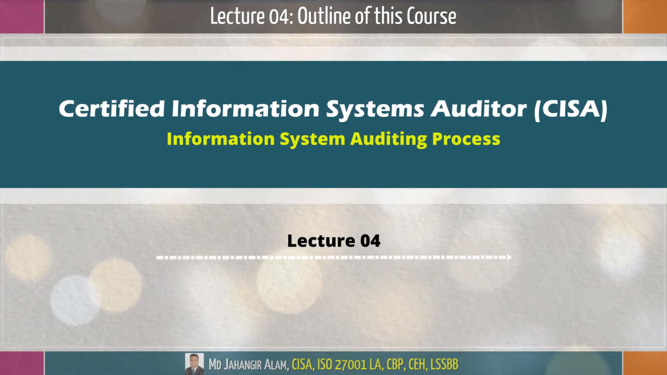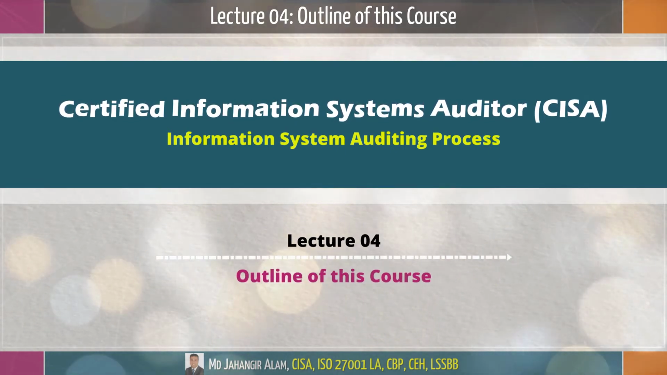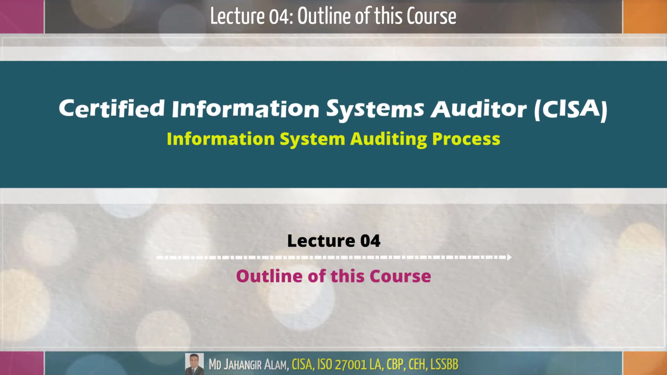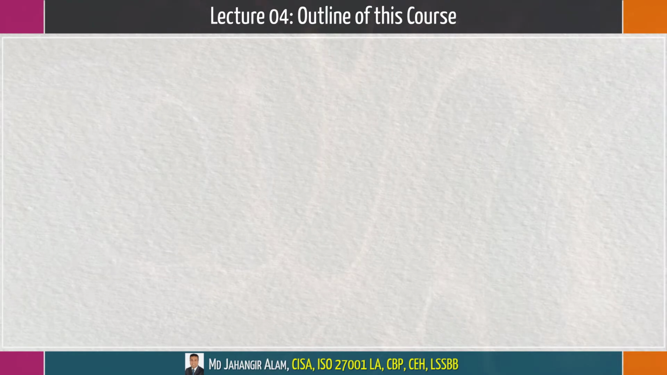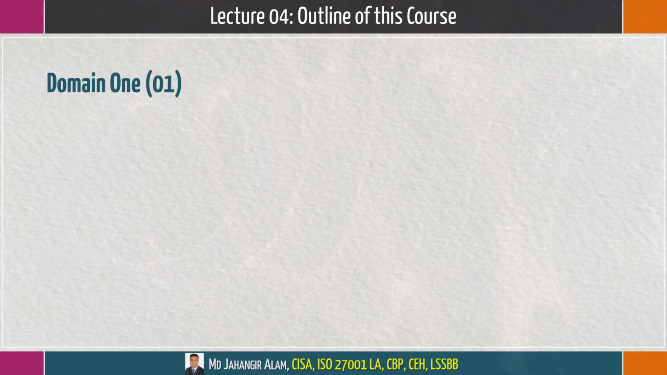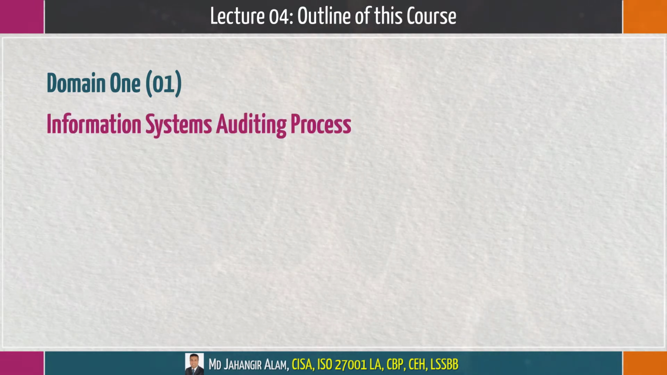Lecture 4. Outline of this course. Dear student, in this course we will cover Domain 1 of the CISA Review Manual. The domain title is Information System Auditing Process. If you're interested, you'll find my other courses for another 4 domains, which I'm developing gradually.